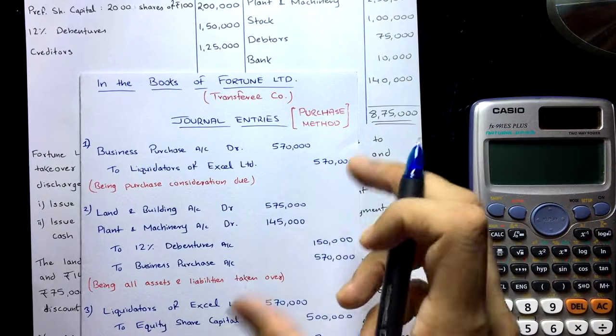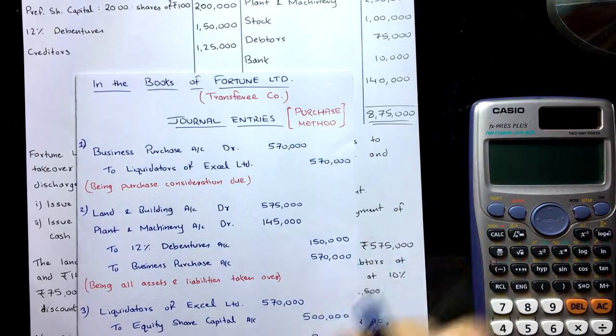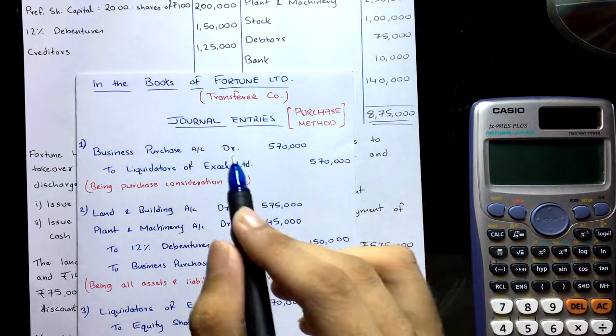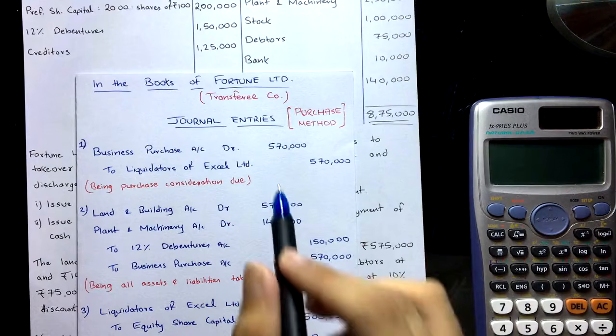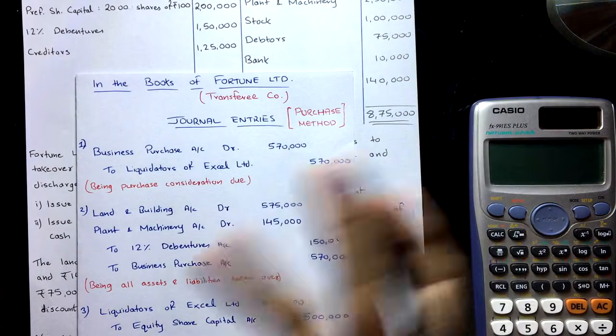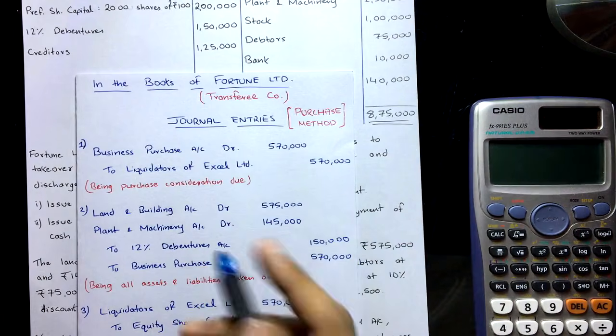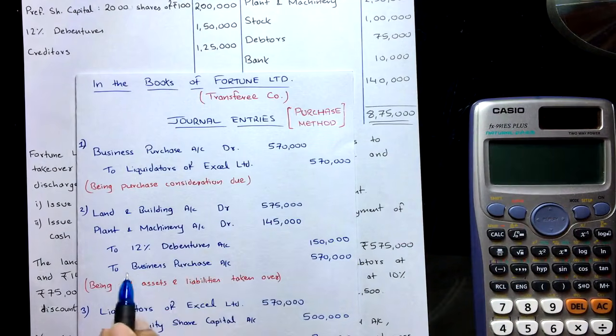So you have to expand and show with the agreed values what you have taken over. You purchased this business for 5,70,000, right? What did you purchase? Assets and liabilities. That is what you purchase. So that is what you are showing in these entries, and you're closing.